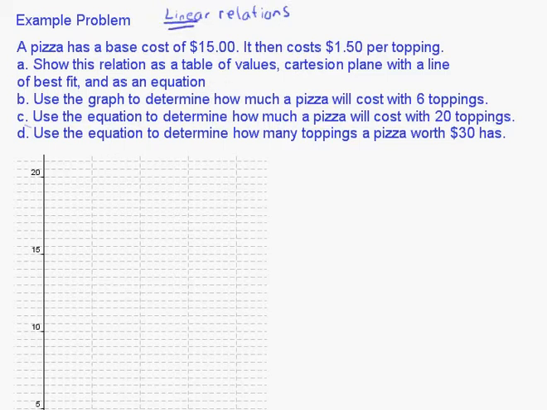Here we have an example question, and it says a pizza has a base cost of $15. It then costs $1.50 per extra topping. So we're showing a relation as a table of values, as a Cartesian plane, as a line of best fit, and as an equation. The first thing that we'll do is our table of values.